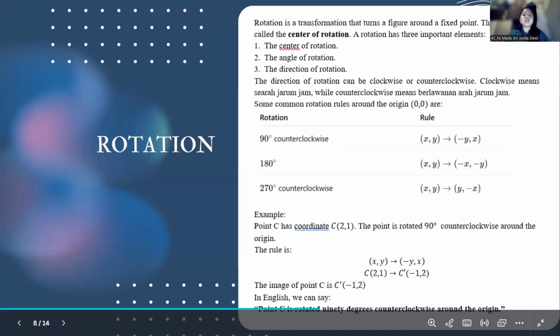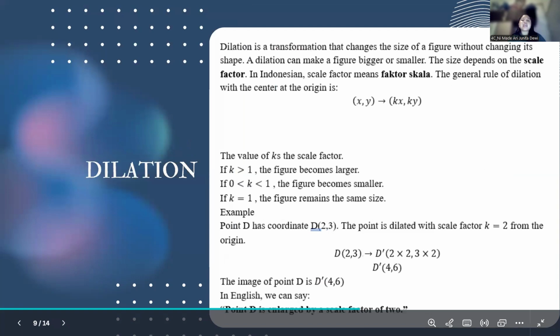So we move to dilation. This is the last type of transformation. Dilation means changing the size of a figure without changing its shape. The dilation can make a figure bigger or smaller. The size depends on the scale factor. In Indonesia, scale factor means faktor skala.